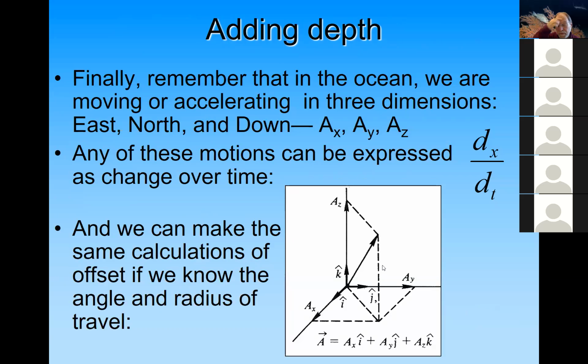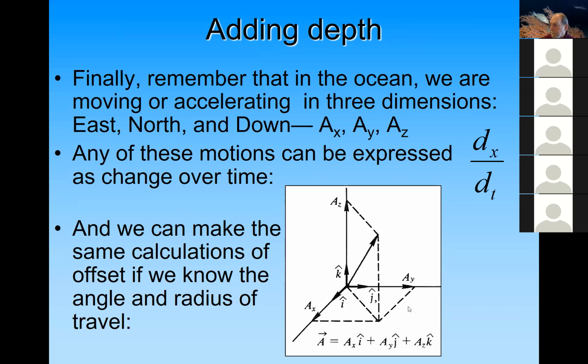And so we've talked about motion accelerations in the X and Y directions, but of course in the ocean we have a third dimension, that's the Z dimension. So AX, AY, and AZ are all vectors, and the same principles apply. We can look at changes in acceleration over time, and they all have to sum up to a single vector.